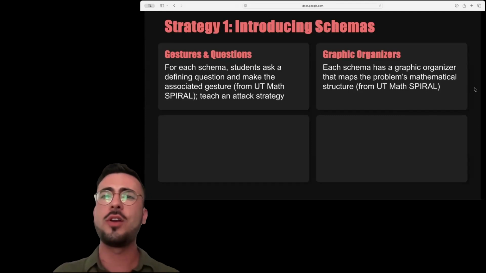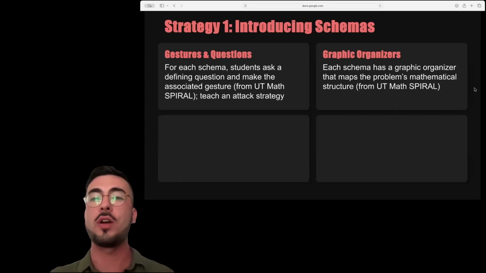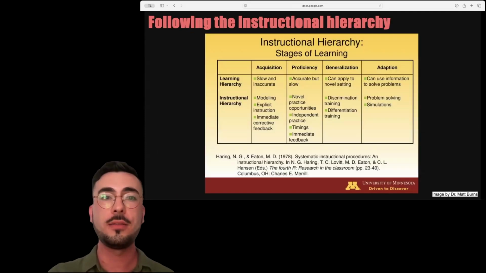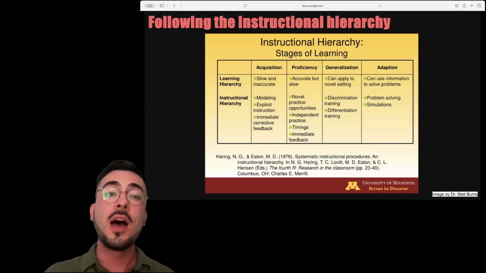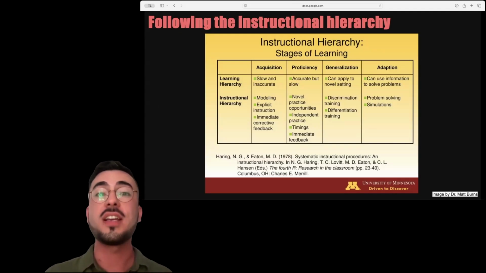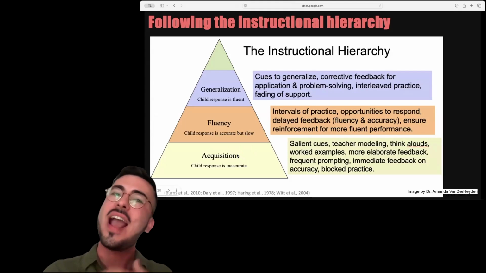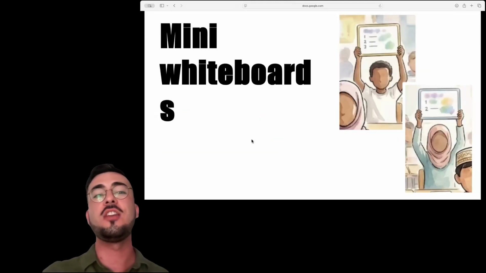The second thing we're going to do is teach them this graphic organizer. Every schema has a graphic organizer that maps to the actual relationships between the quantities. And we're going to do this with a lens towards that instructional hierarchy that Holly mentioned in her opening keynote. We're going to have students acquire the graphic organizer and an understanding of how it works, and then we're going to build towards fluency and generalization.